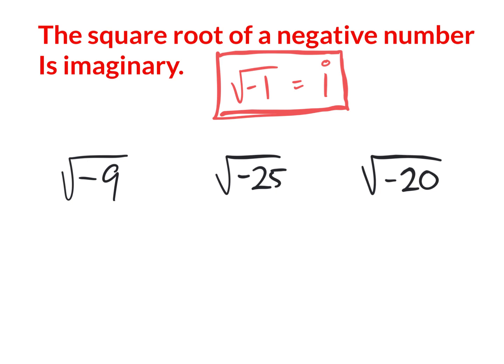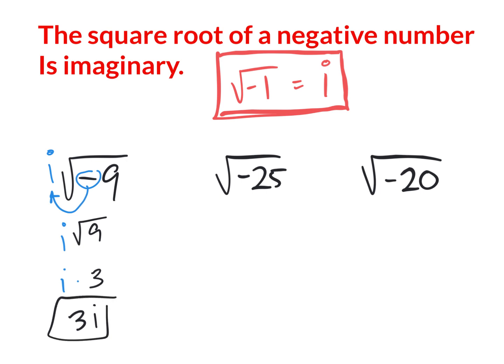I always look at it and take this minus sign and just move it out and put it as an I. So what I really have is I times the square root of 9, which is really just going to be I times 3 because the square root of 9 is 3, which is really 3I. So your answer to the square root of -9 is 3I. For -25, the square root of -25 is 5I.